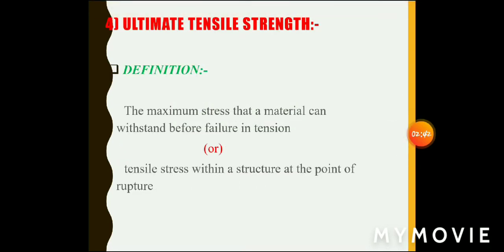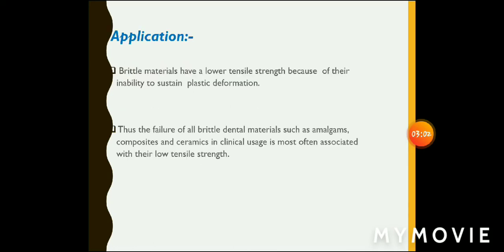Now coming to the ultimate tensile strength. It is the maximum stress that a material can withstand before failure in tension, the tensile stress within a structure at the point of rupture. You also know that it is just below the point of rupture, the maximum stress that can be withstood by the material. Where is its application? In brittle materials. We have already seen two graphs, one for ductile and one for brittle.